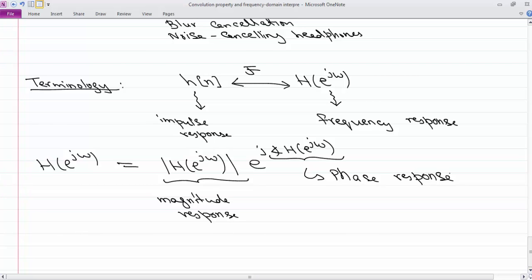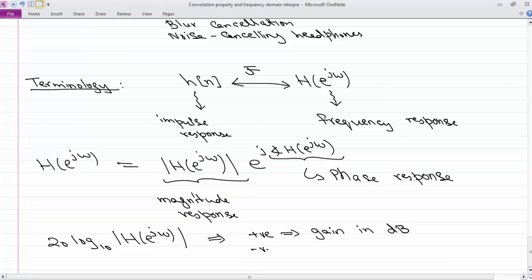And since the magnitude response is really telling you how things get scaled up or down, it is common to describe the magnitude response in dB scale. So you often look at 20 log to the base 10 of |H(e to the j omega)|. Okay. Which, if it's positive, this means that it's gain in dB. And if it's negative, then you say it's the loss in dB.